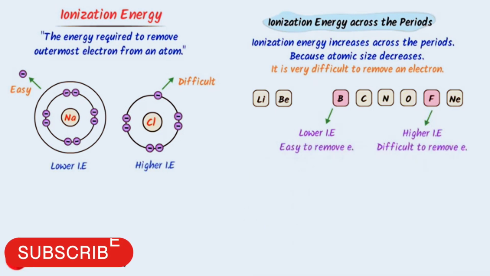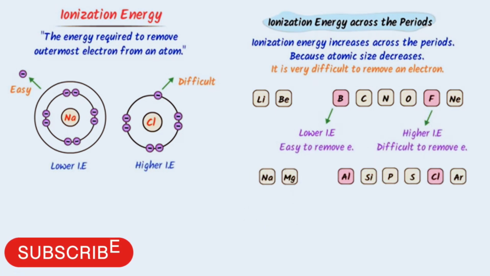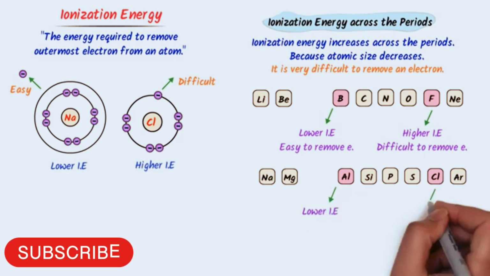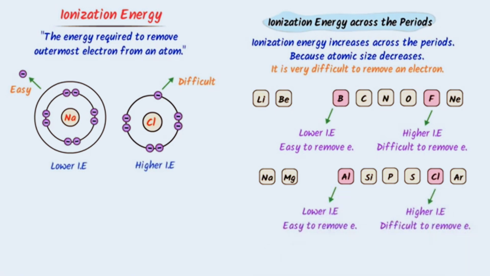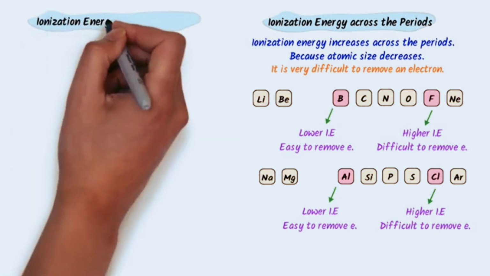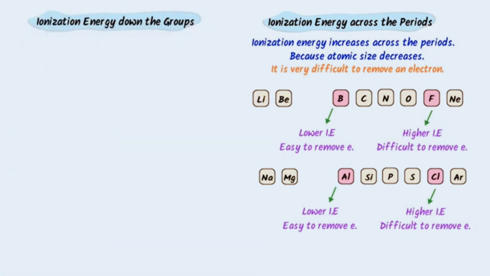On the other hand, in the third period, aluminium has a lower ionization energy than chlorine because chlorine has a smaller size than aluminium. Hence, we say that chlorine has high ionization energy and aluminium has lower ionization energy. Thus, remember that ionization energy increases from left to right in the period. Now we will learn trends of ionization energy down the group.